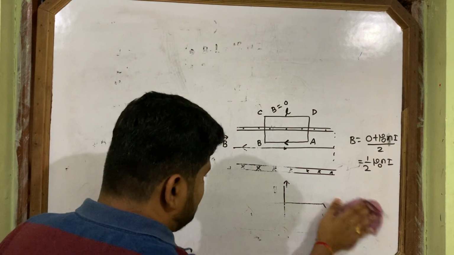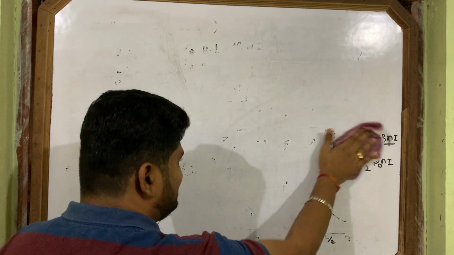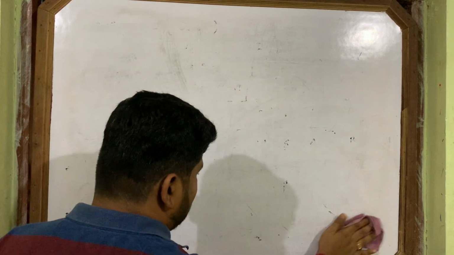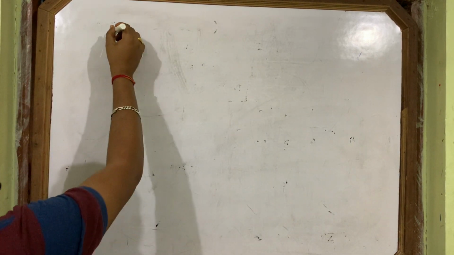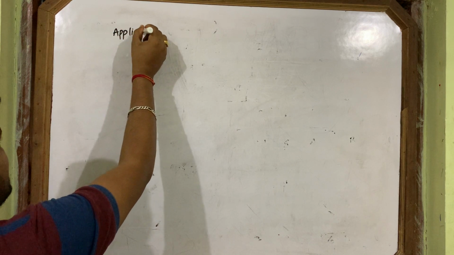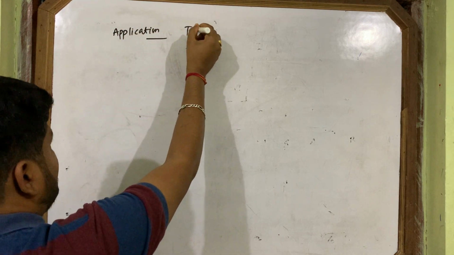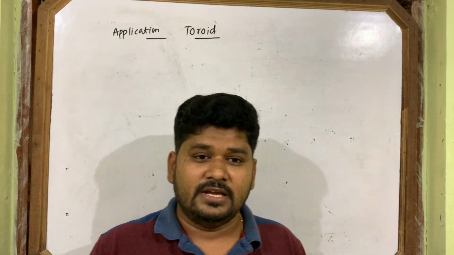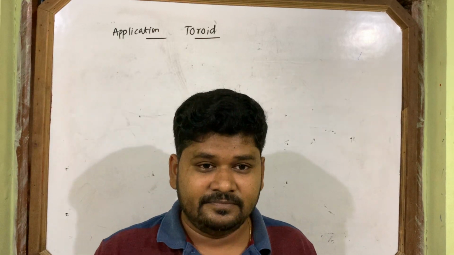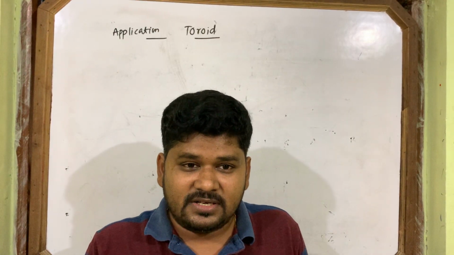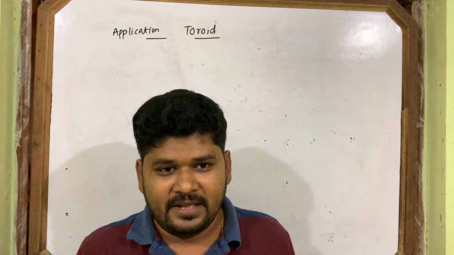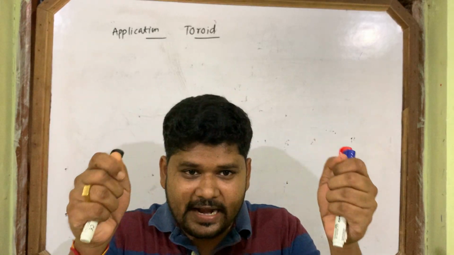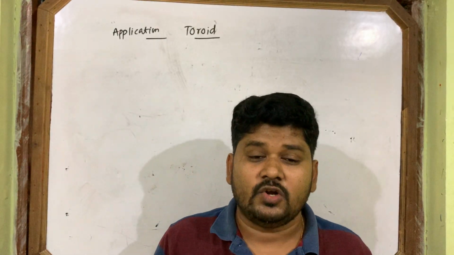Now we go to application number 3 of Ampere's circuital law, the last application of Ampere's circuital law. That is the toroid. Toroid now we'll discuss. What is a toroid? You bring a spring, meaning a solenoid, and join its two ends. If you join the two ends, what does it become? A toroid.